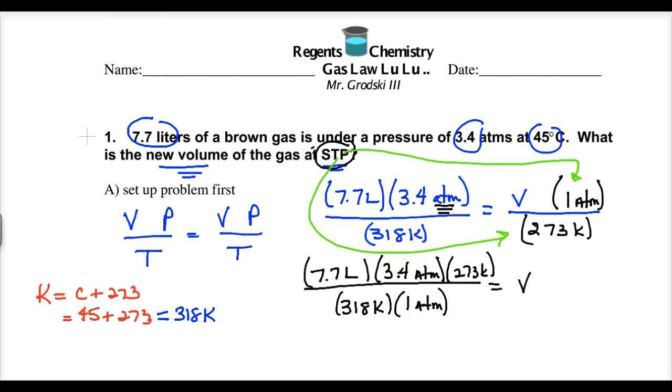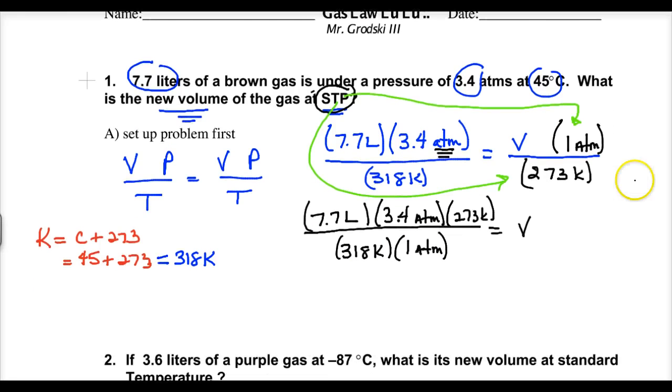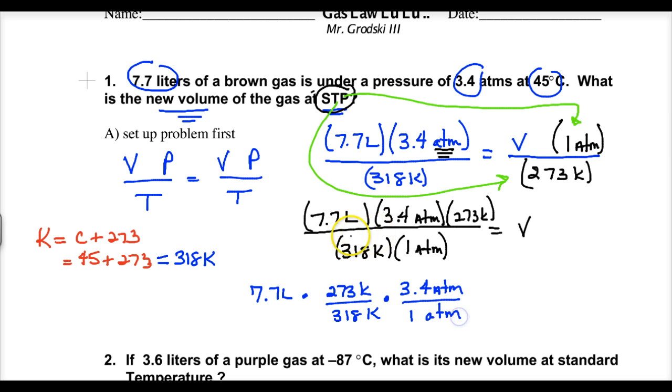Now, I'm going to ask my students to do one more step. I'm going to ask them to take the 7.7 liters. Notice there's no other liters. I'm going to times it by, in this case, 273 Kelvin over 318. Notice whatever's on top is still on top, and this guy's on the bottom. Then I'm going to do the like units over like units. In this case, I did Kelvin over Kelvin. Now I'm going to do 3.4 atm over 1 atm. And notice the Kelvins will cancel, atmospheres cancel.